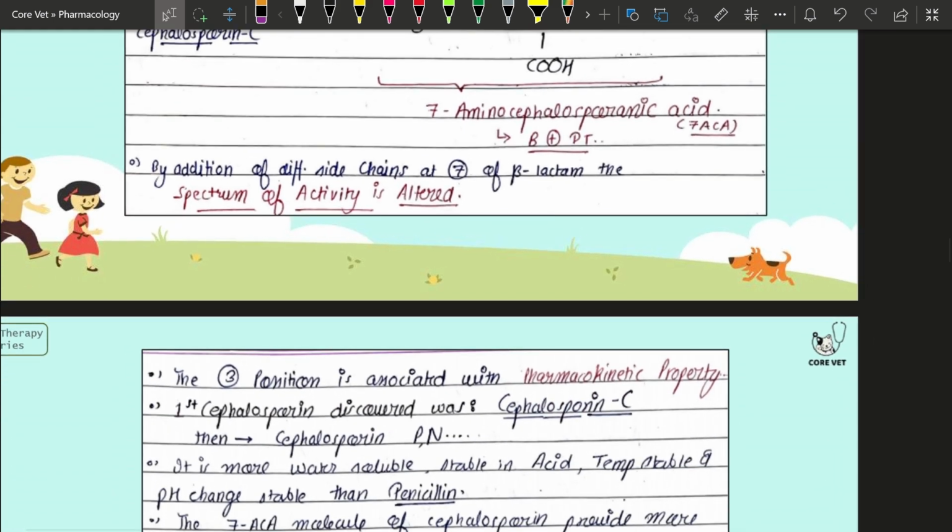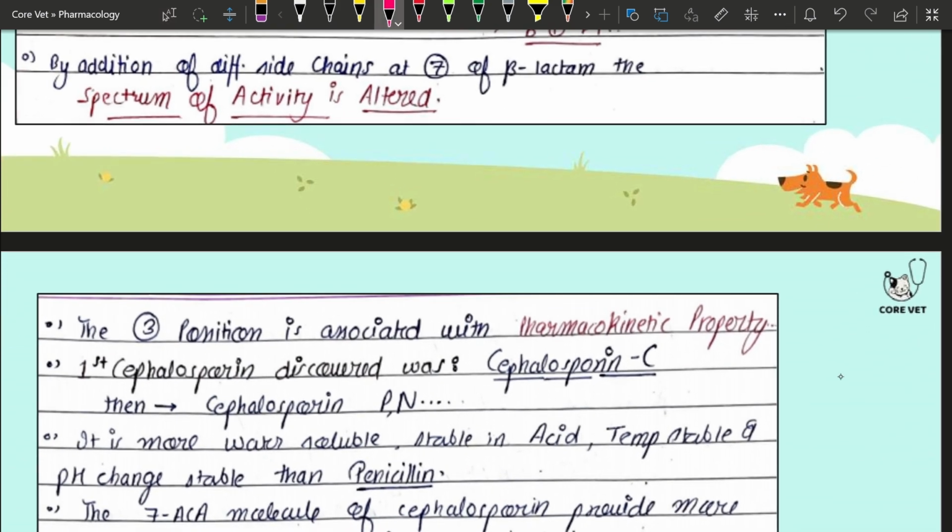The first cephalosporin that was discovered is named Cephalosporin C, and consecutive to Cephalosporin C, Cephalosporin P and others have been discovered.